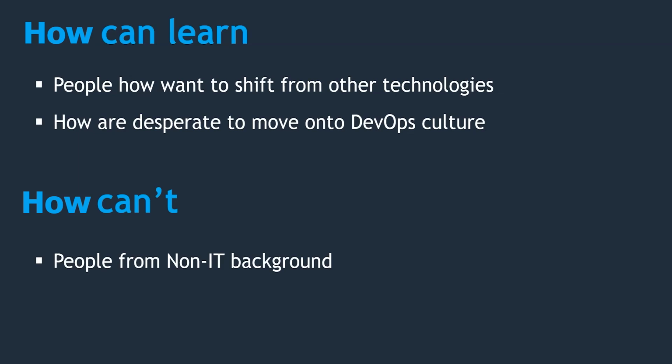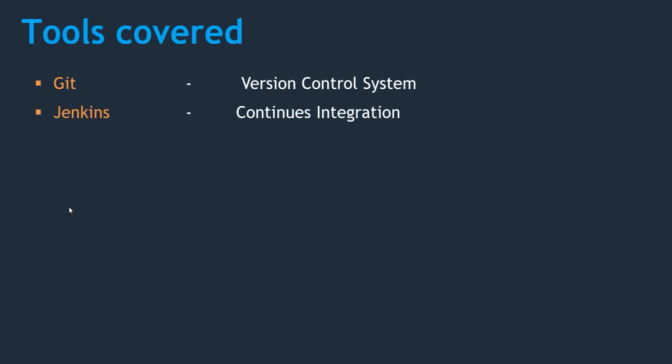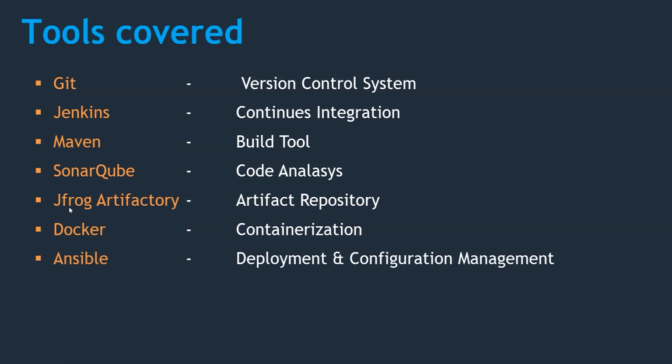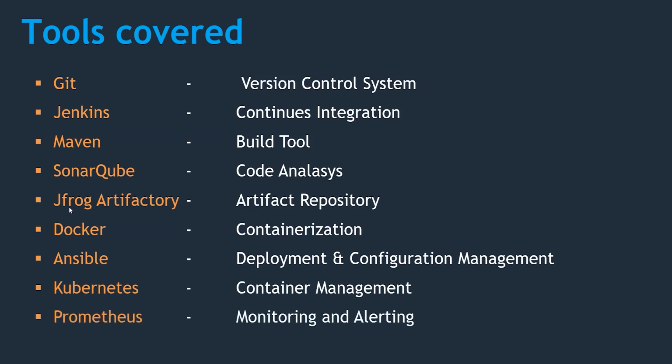Next, we'll see what technology stack we cover in this course. Tools covered: we are going to cover Git as a version control system, Jenkins as a continuous integration tool, Maven as a build tool, SonarQube for code analysis, JFrog Artifactory for artifact repository, Docker for containerization, Ansible for deployment and configuration management, Kubernetes for container management, Prometheus for monitoring, and also Grafana for alerting. These are the tools we are going to cover in this training. If you don't know any of these tools, don't worry, you are going to understand these tools going forward.